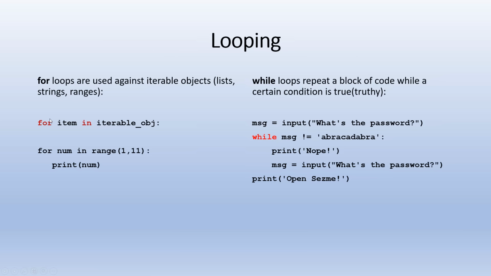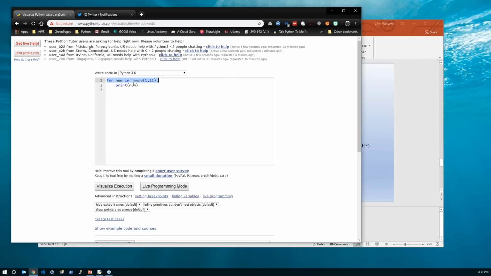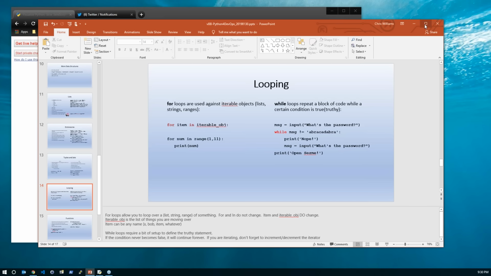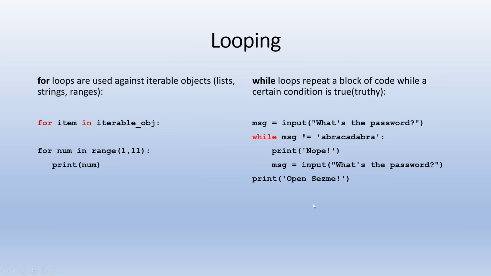The keywords in a for loop are for, a random variable name, which can be item, it can be num, it can be whatever you want it to be, in, and then the iterable object that you are trying to go through. Again, this can be a list, a string, or a range. That was actually the example I had in the visualized Python: for num in range 1 to 10, print the number. That's what a for loop allows you to do. Again, a very powerful looping structure that allows you to go through information within a program.